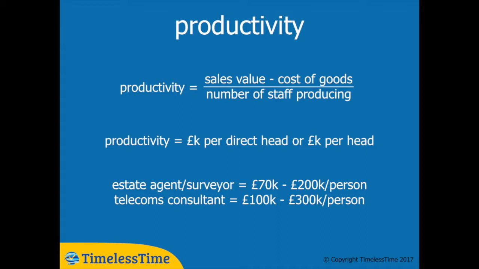So productivity can be measured in terms of staff producing, in other words, direct heads, actual people who are producing. And most companies have marketers and maybe some managers, maybe some others who are not direct, they're so-called indirect, and they are overheads. So you have to be a little careful that you're measuring the right thing, but typically you might be looking at a measure per direct head.